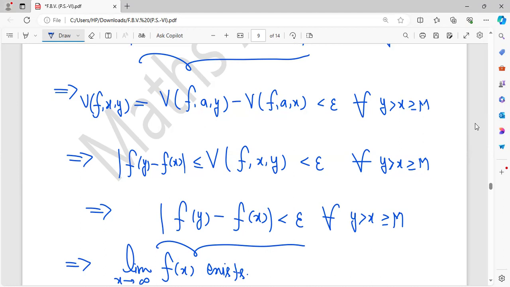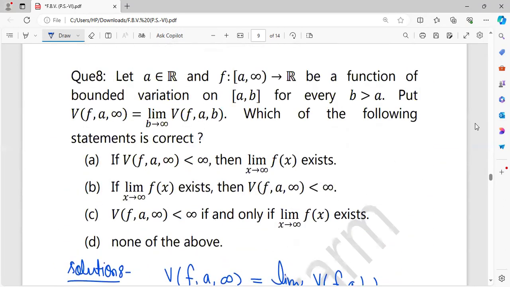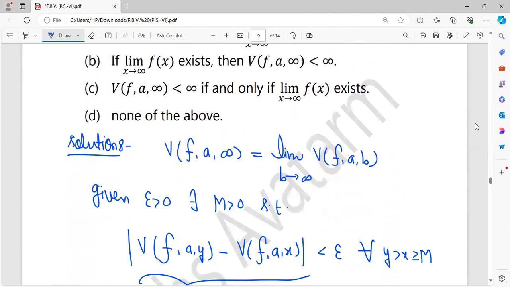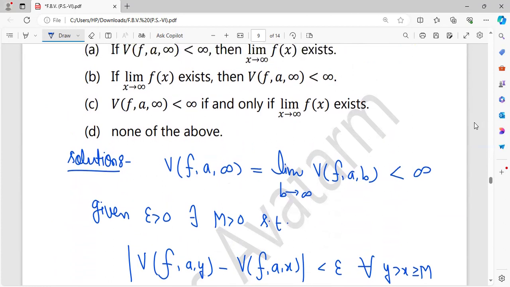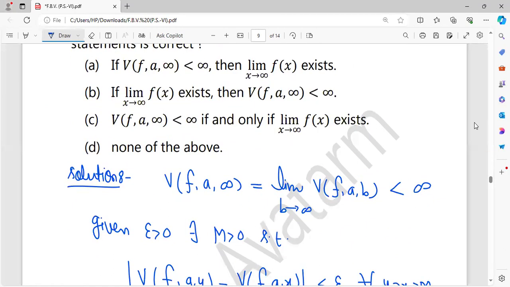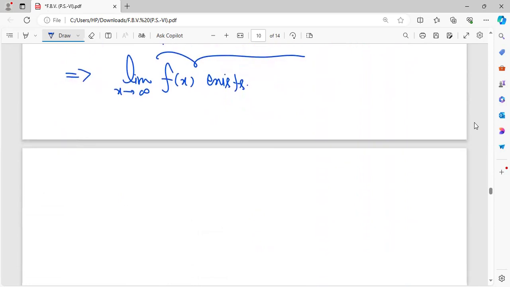Because this satisfies the Cauchy criteria, the limit exists. So option A is correct, if we take this to be finite. Now move to the second: whether the second statement is correct or not.